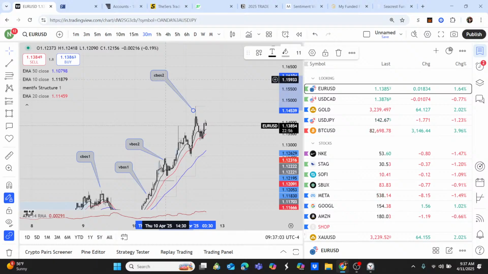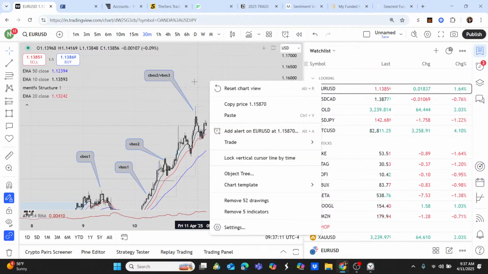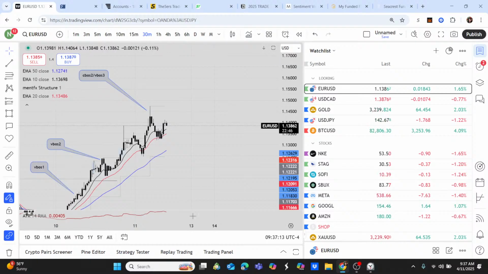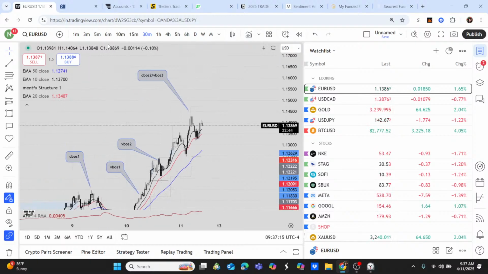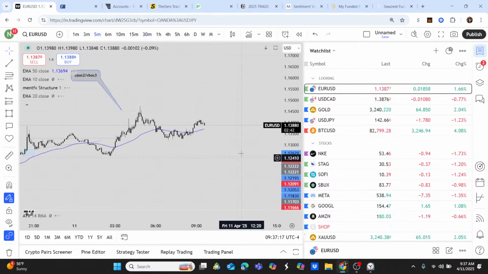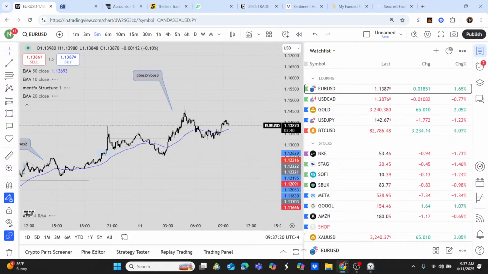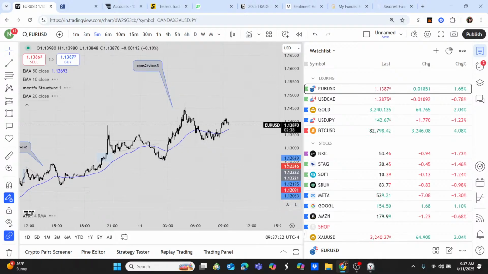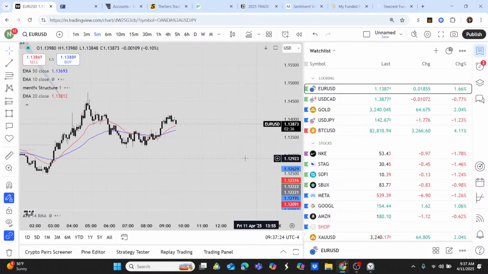So that's how I analyze it. It's in a great context to be looking for longs on a lower time frame, but the fact that there's news at 10 makes me not want to look for opportunity.